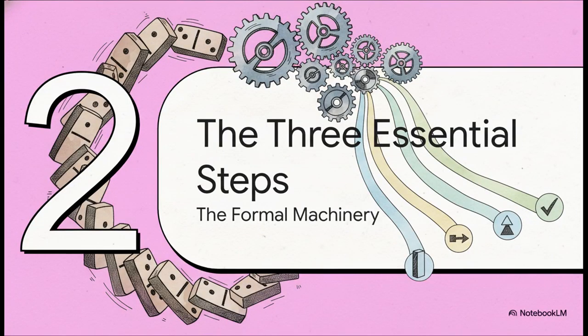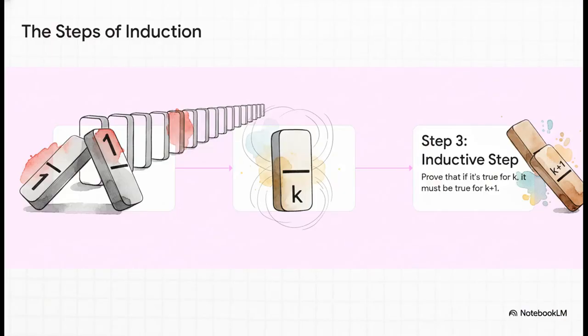Now let's translate that super simple domino idea into the formal language of a mathematical proof. We're taking those 2 actions and turning them into 3 concrete, rigorous steps. Okay, so step 1 is the base case. This is easy. It's just pushing over the first domino. We prove our statement is true for the first number, which is usually n equals 1.